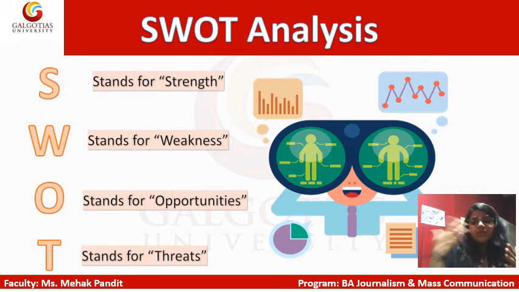So S, of course, strength means positive things. W for weakness means these are weaknesses, but of course are not threats. Then O is for opportunities, which could be converted into strength, and T for threat is something which can't be worked on, and of course is a very negative point, right? So that's how you integrate the meaning with them.